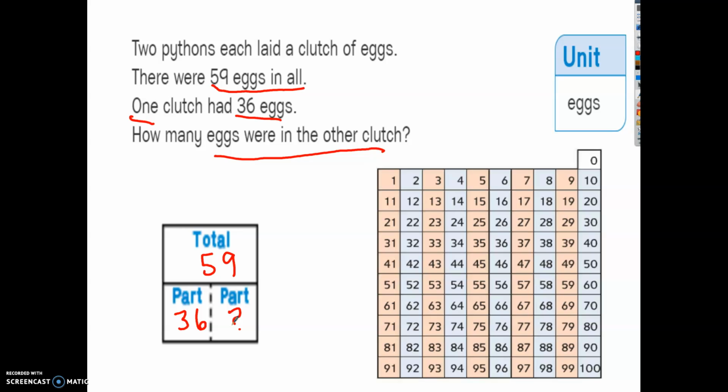Now I have a number grid here that can help. So if I start at 36, and I count up to 59, that's going to give me my answer of the other part. So 10, 20, 21, 22, 23. So my number model would be 36 plus 23 equals 59.